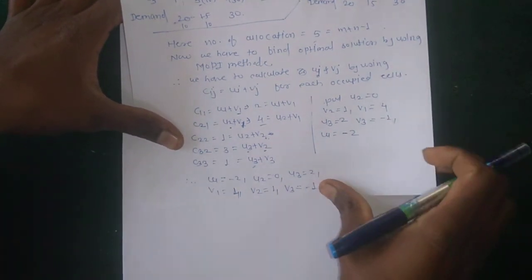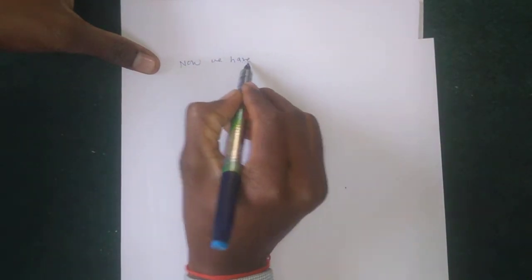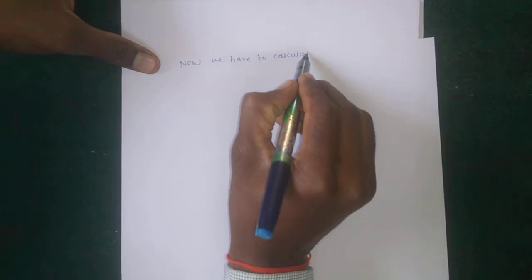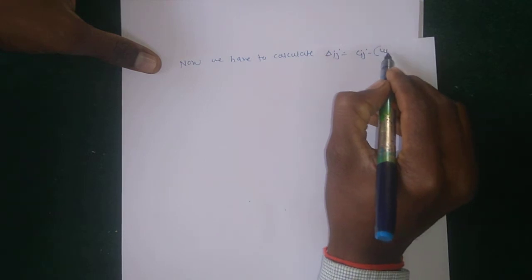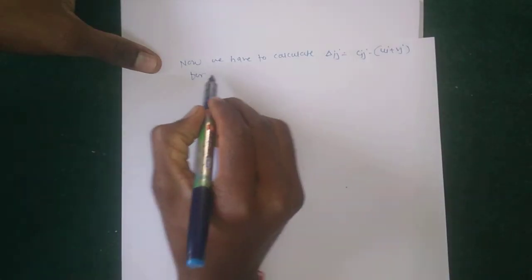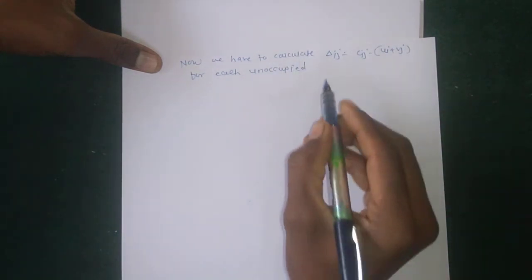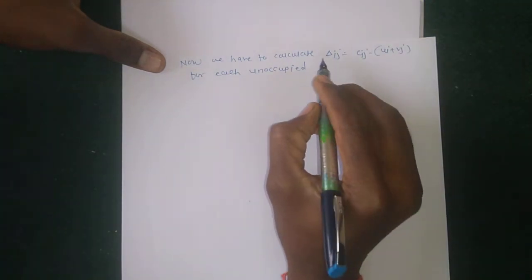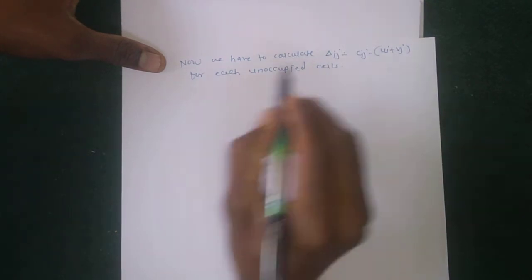Now we have to find delta ij. Now we have to calculate delta ij equal to Cij minus (Ui plus Vj) for each unoccupied cell, that is, each unallocated cell, the cells without allocation. So the first one is next.